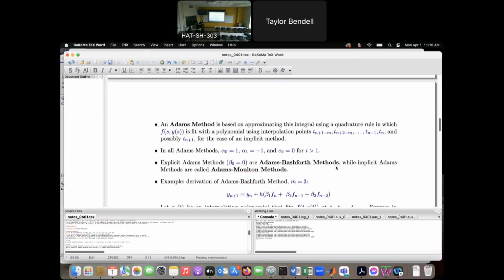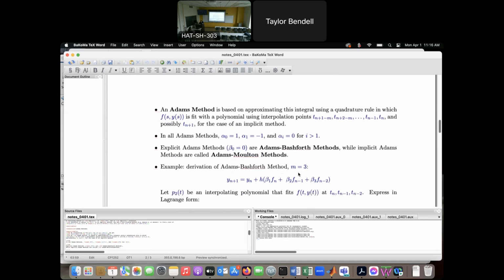Okay. So I'm going to show you how a three-step explicit Adams method is derived. That's the Adams-Bashforth method with m equal to 3. Using these conditions that all Adams methods satisfy, this is the general form of a three-step Adams-Bashforth method: yn plus 1 equals yn plus h times this combination, where the coefficients beta 1, beta 2, beta 3 need to be determined.